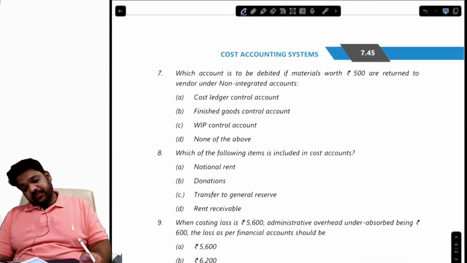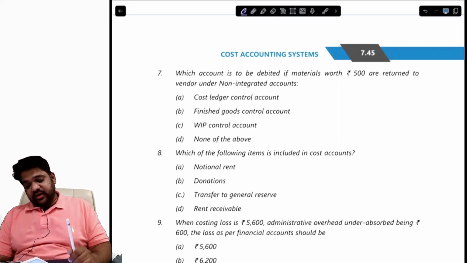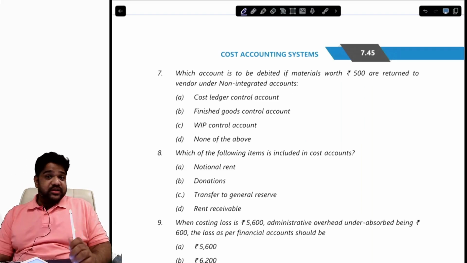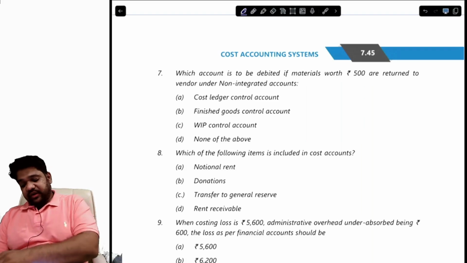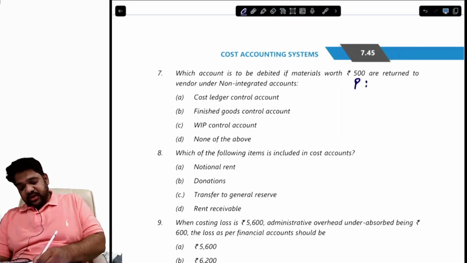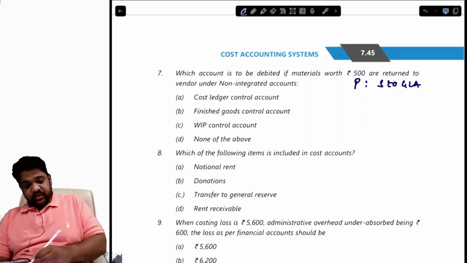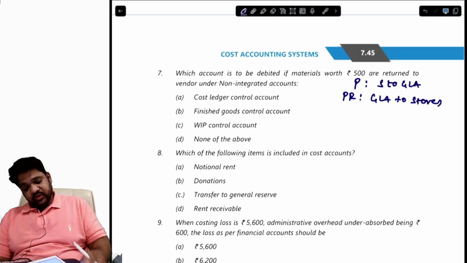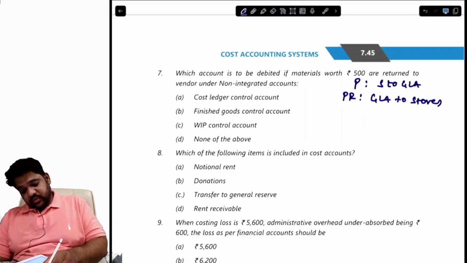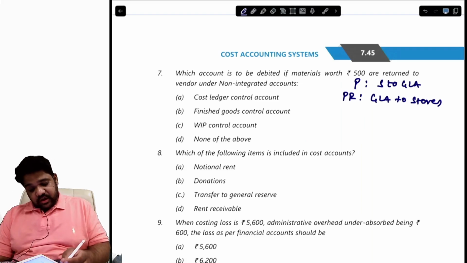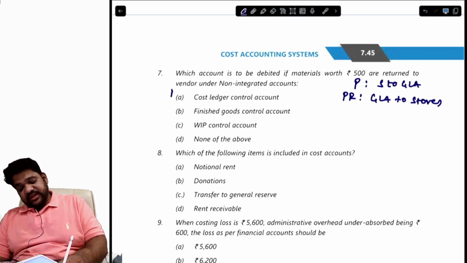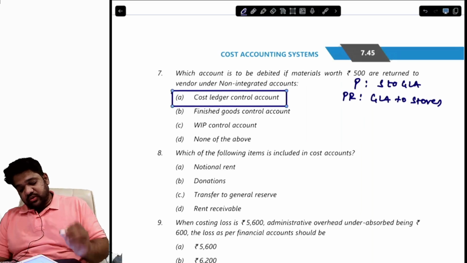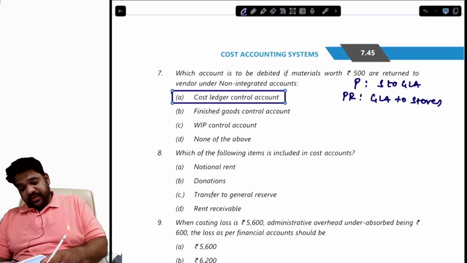The seventh one: which account is to be debited if materials worth 500 are returned to the vendor? So it is a purchase return. The entry for purchase is stores to GLA. The entry for purchase return will be GLA to stores. So what account is to be debited? The account to be debited is GLA, which is CLCA, also cost ledger control account. So this account is what will be debited.